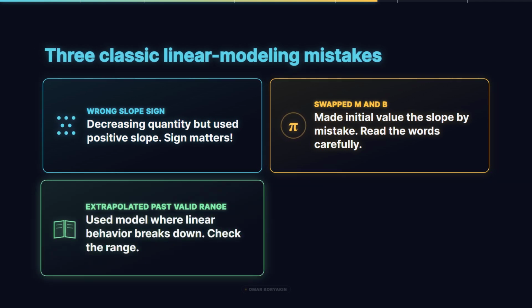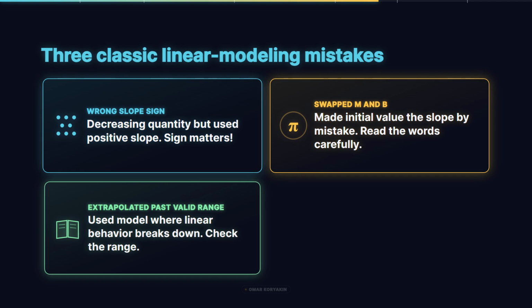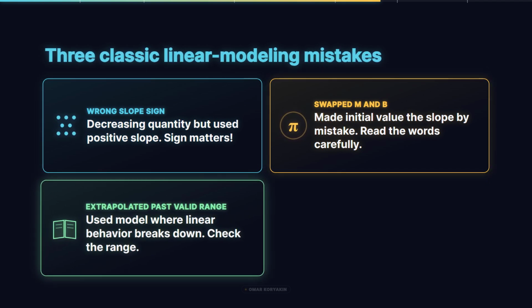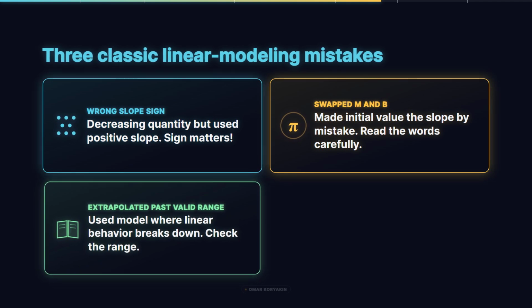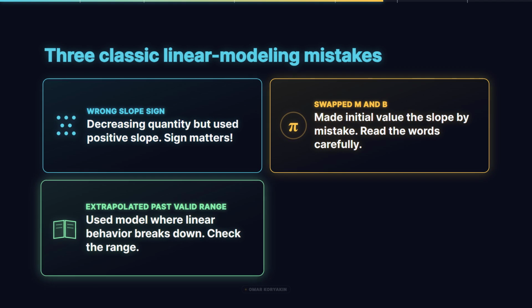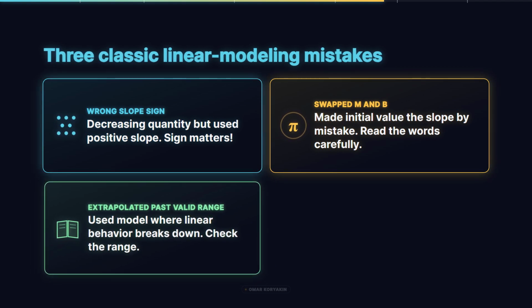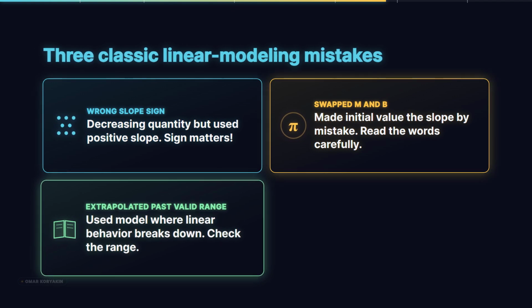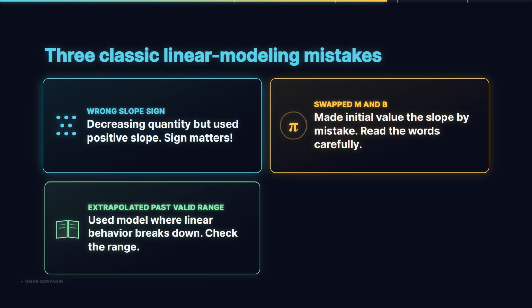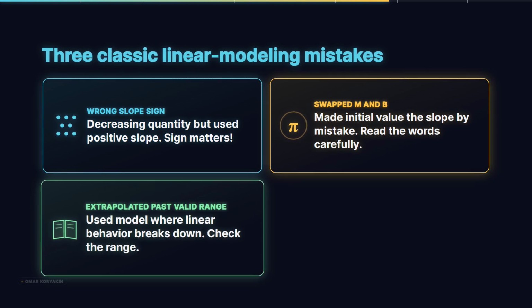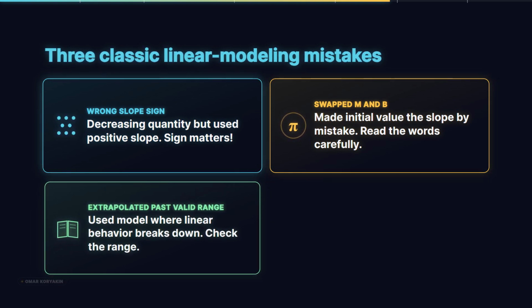Third mistake: extrapolating the linear model past its valid range and trusting the prediction. A student uses a tank draining model to predict volume at 100 hours when the tank empties at hour 40, getting a meaningless negative volume. Or uses a stock price linear model from a 1-month period to predict prices a decade out, getting wildly off predictions because the linear pattern breaks down over longer horizons.